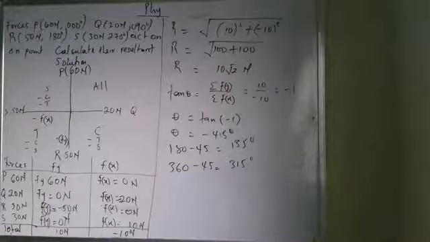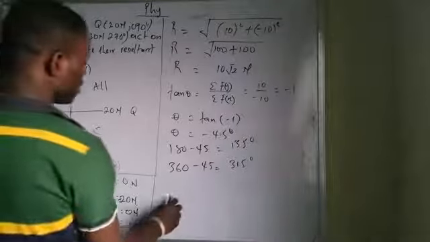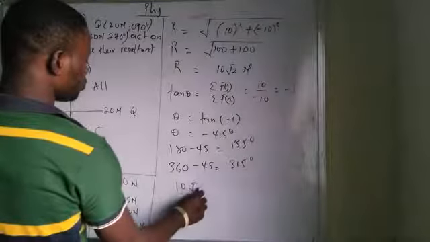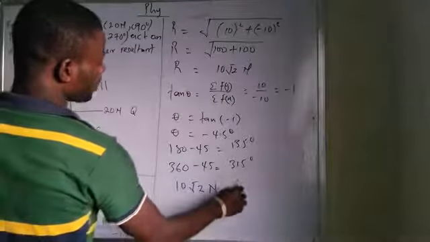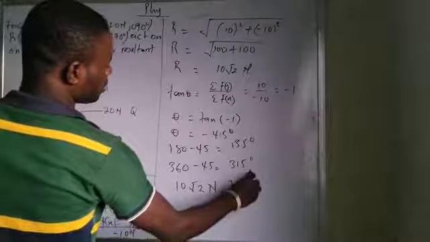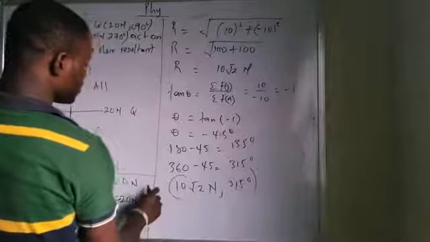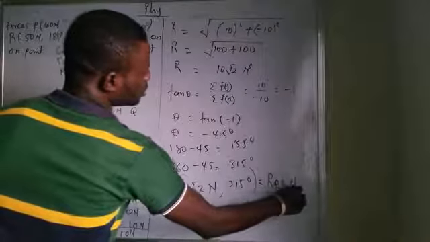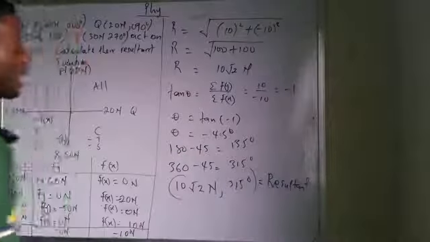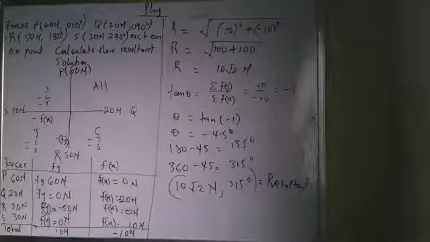Whatever you out there, that is mine. I can now say that my answer can be what? 10 root 2 Newton, comma what? That is my resultant, which is equal to my resultant. Now, that is how it always is.